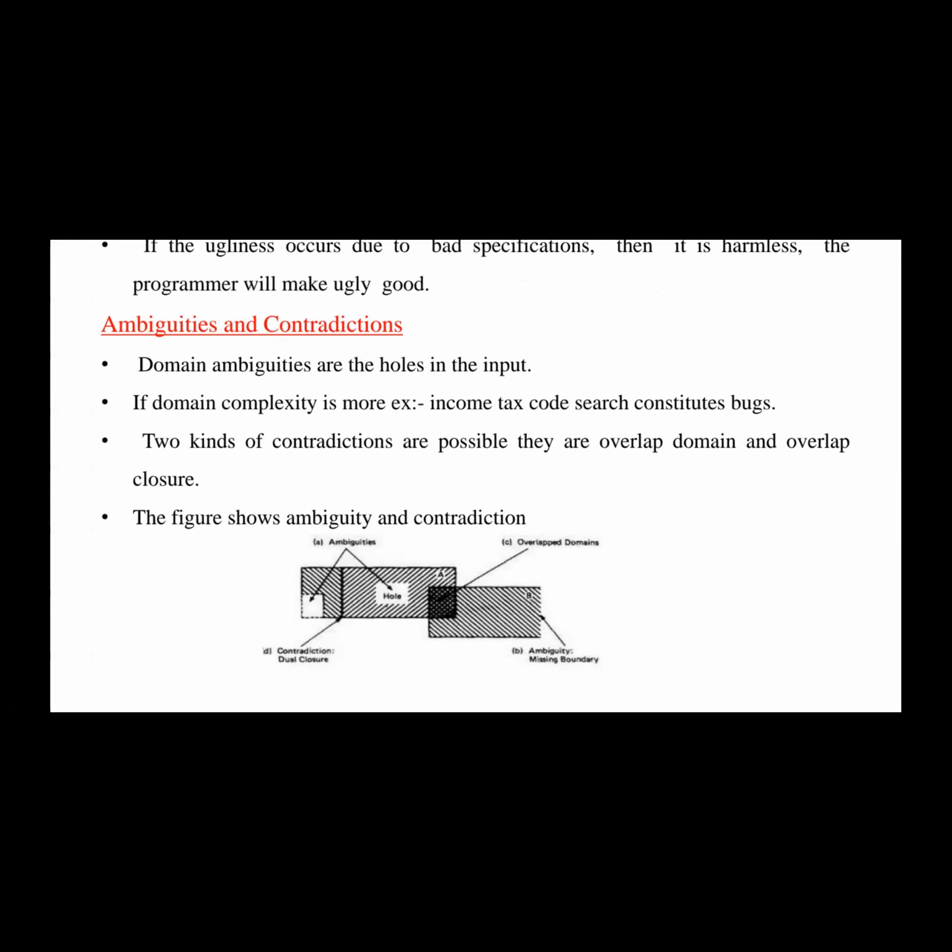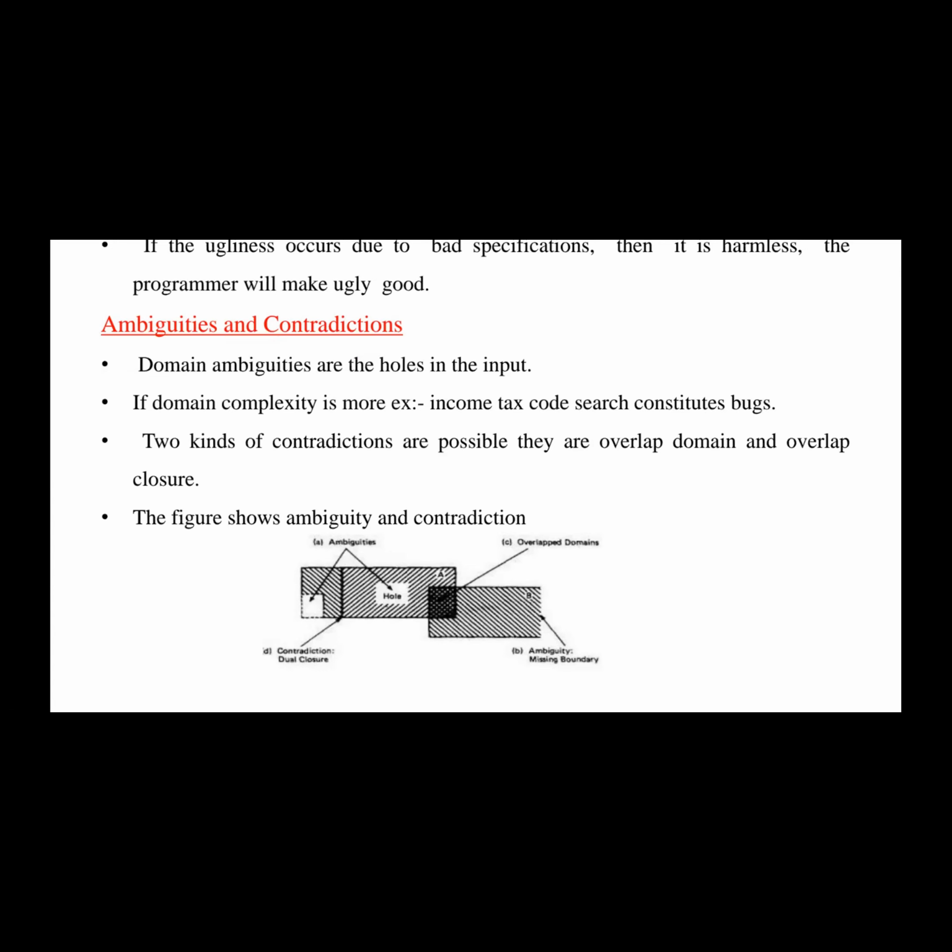I think it will be clear. See, these are the two domains called A and B. A has some domain, B has some domain. Here the rectangular representation is called the A domain, A range. The B range is B rectangular.